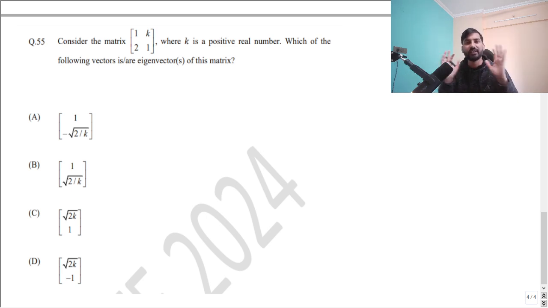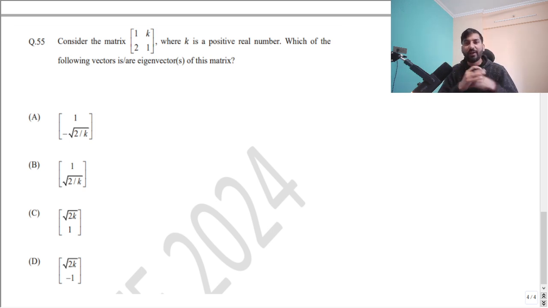Please remember that if you apply the conventional method, that is, A minus lambda I equal to 0, writing the characteristic equation, then finding the eigenvalues and then finding the eigenvector, it takes a lot of time since k is unknown here. So whenever this kind of problem is asked, always remember Dheeraj sir's statement.